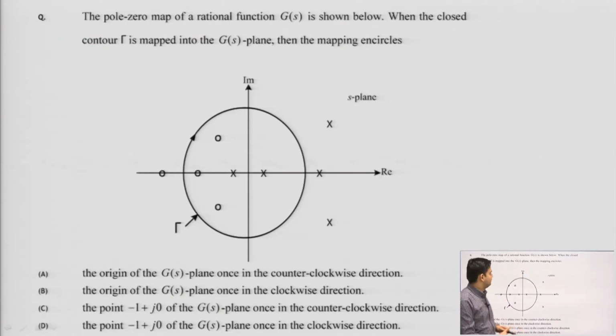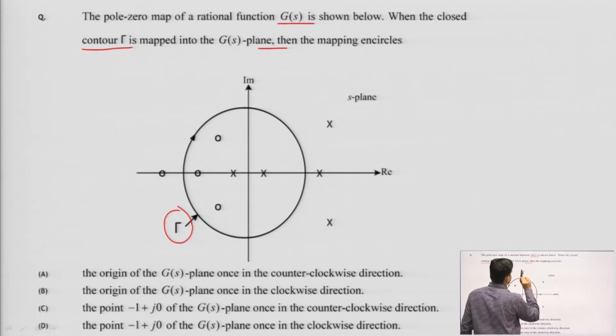On the basis of that, we would like to solve one problem. A pole-zero map of G(s) H(s) is given, where H(s) is unity, that is the G(s) H(s) plane, and a closed contour gamma is given here, which is mapped into the G(s) plane. The mapping encircles poles and zeros like this. So what would be my option? The origin of the G(s) plane once in counterclockwise direction, the origin of the G(s) plane once in clockwise direction, or the point minus 1 of the G(s) plane in counterclockwise, or the point minus 1 in clockwise. Which would be correct?